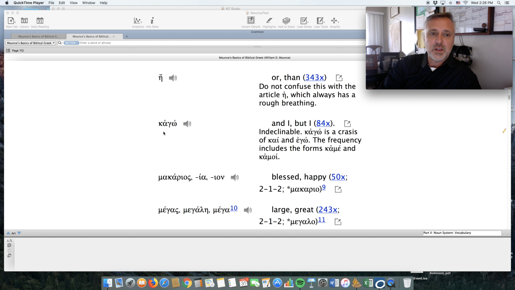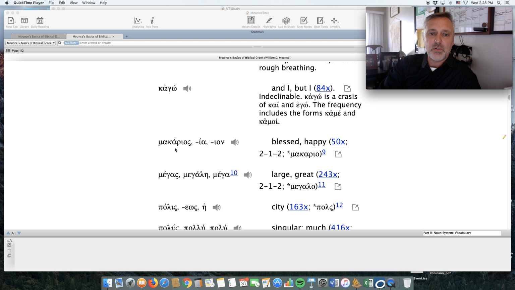All right, here we go. Kago. And I or but I. This is kago, crasis of kai and ego. Since this is ego, you can also see the crasis with kame and kamoi. So kai connects and combines with ego and the various forms of ego.